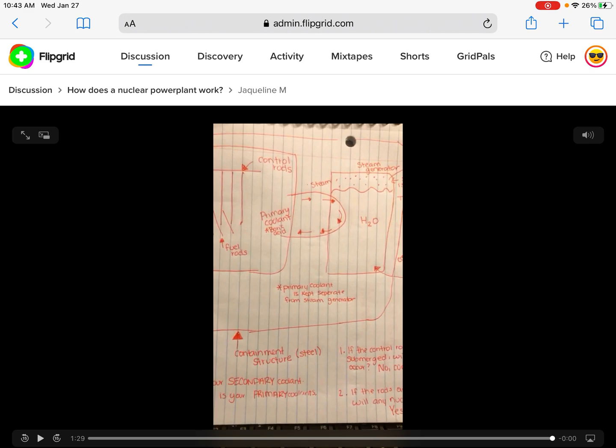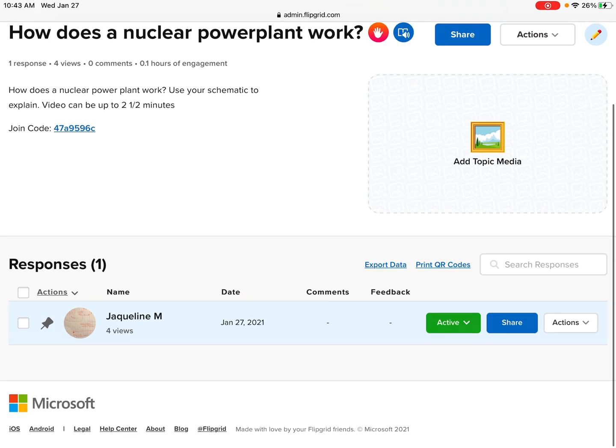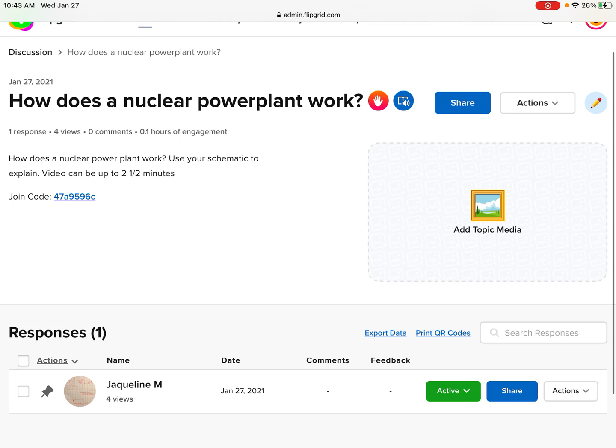Let me see if I can exit here. So how does a nuclear power plant work? The only one that will be active will be my own. But you can upload, you can just record it. The code is in there. It's under assignments. Again, please reach out to me if you need any extra time.